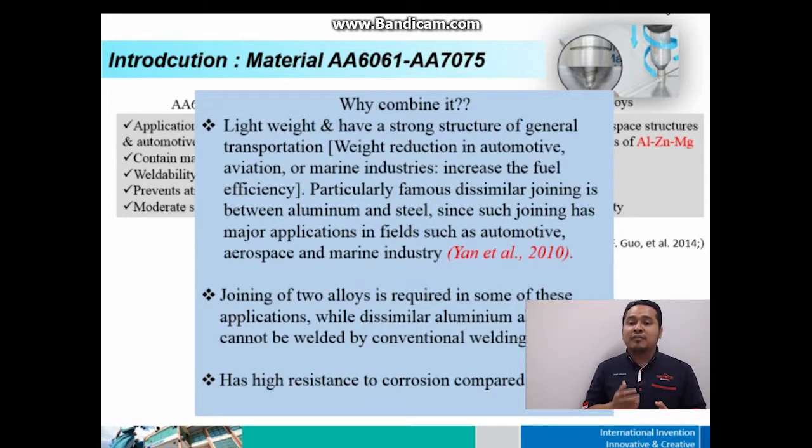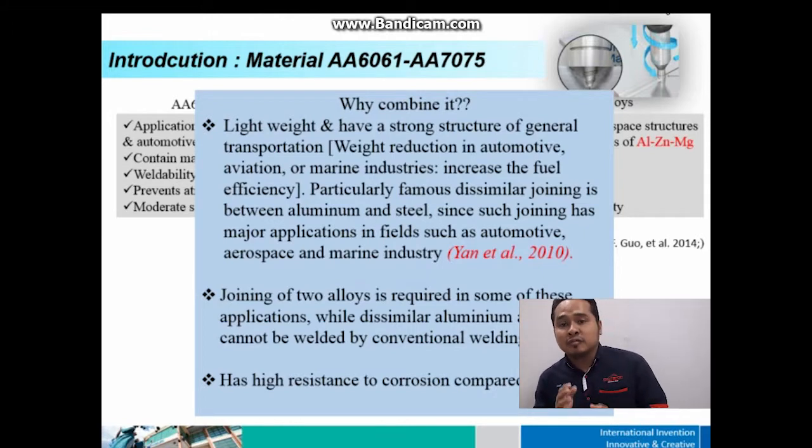Then aluminum 7075 is applied in aircraft and aerospace structures. Its major alloying elements are aluminum, zinc, and magnesium. It also has excellent corrosion resistance, higher strength of around 500 megapascal, and good formability and weldability. Why do we combine these two materials?